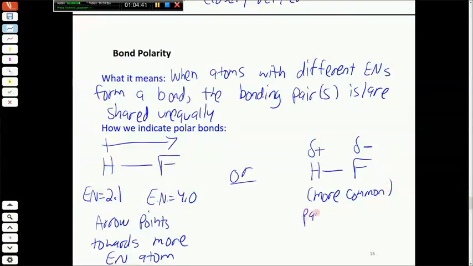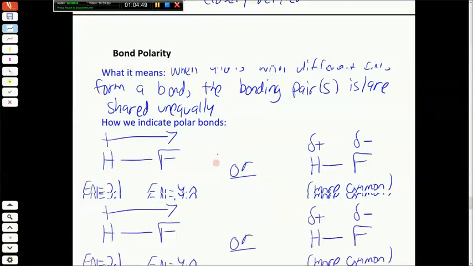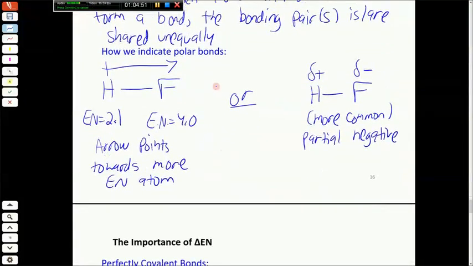And you have a partial negative charge on whatever the more electronegative atom is. So when you have two atoms bonded to each other, if you know which one's more electronegative, you know which one's going to have more of the negative charge. Okay? So that's the situation with bond polarity, which comes from any difference in electronegativity.